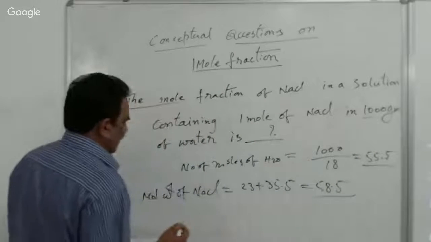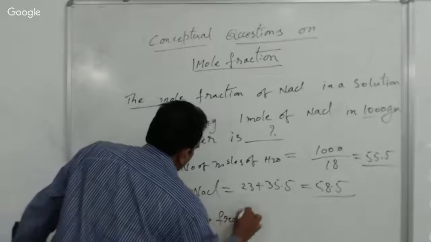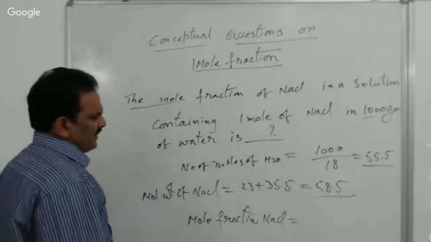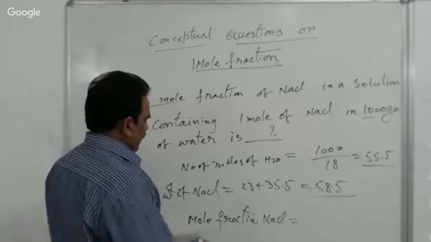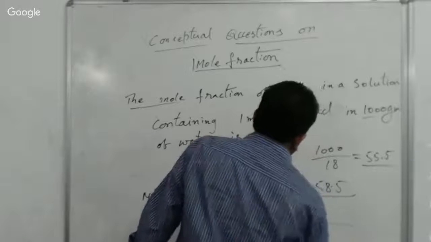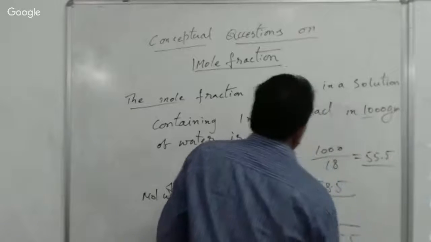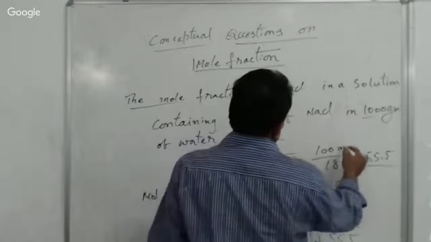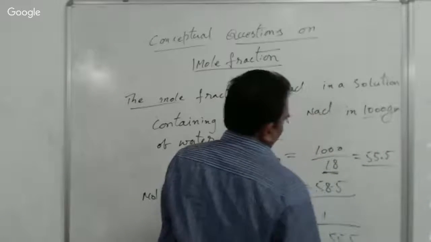So the mole fraction we can calculate by this. Mole fraction of any substance is nothing but the number of moles of that substance by the total number of moles. So for NaCl, the number of moles of NaCl is just 1, so 1 plus 55.5, which is the number of moles of water. How did I get it? Number of moles of H2O is equal to weight by molecular weight. Weight is given 1000 grams, molecular weight is 18, so 1000 by 18, 55.5.